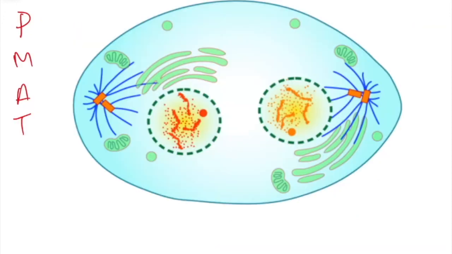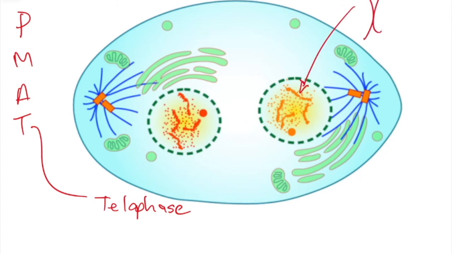The final phase of PMAT is T for telophase. So what can we see in telophase? We can see that the X-shaped structures have started to disappear. We formed the X-shaped structures, the double-stranded chromosomes, through condensation. So the opposite of that, if we decondense, if the DNA unwinds, now we get this looser form of DNA. So in telophase, we can see that the DNA is starting to decondense and unwind.